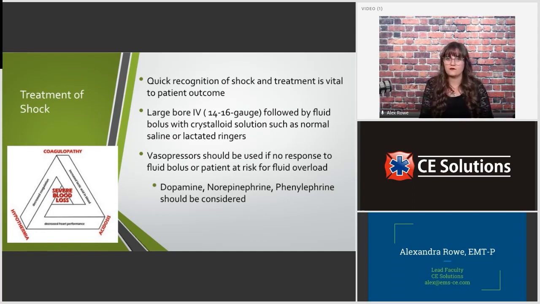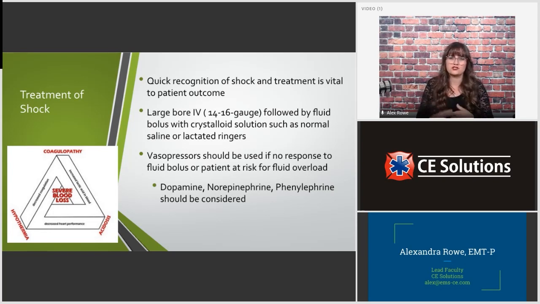So Levophed, norepinephrine, is a very potent alpha-beta agonist. What it does is it causes vasoconstriction, and it'll help increase blood pressure. It is usually given for severe shock, so severe hypotension or bradycardia. And the dose there is usually like 2 to 12 micrograms per minute.